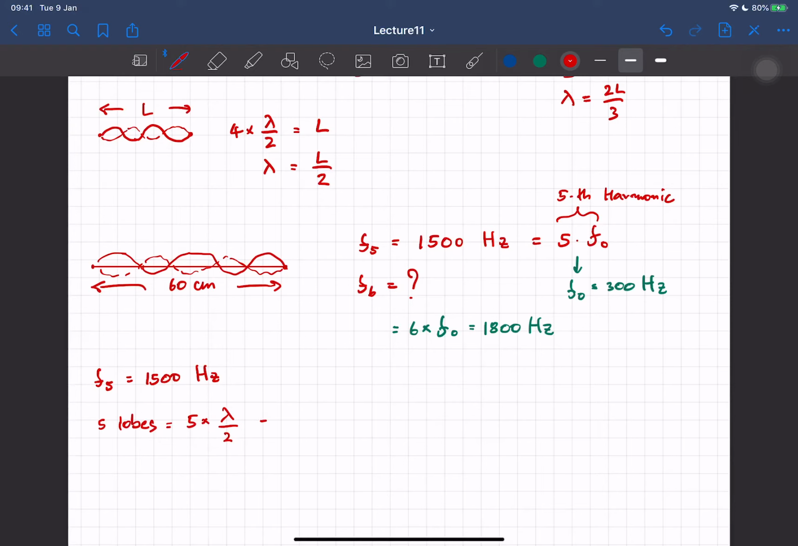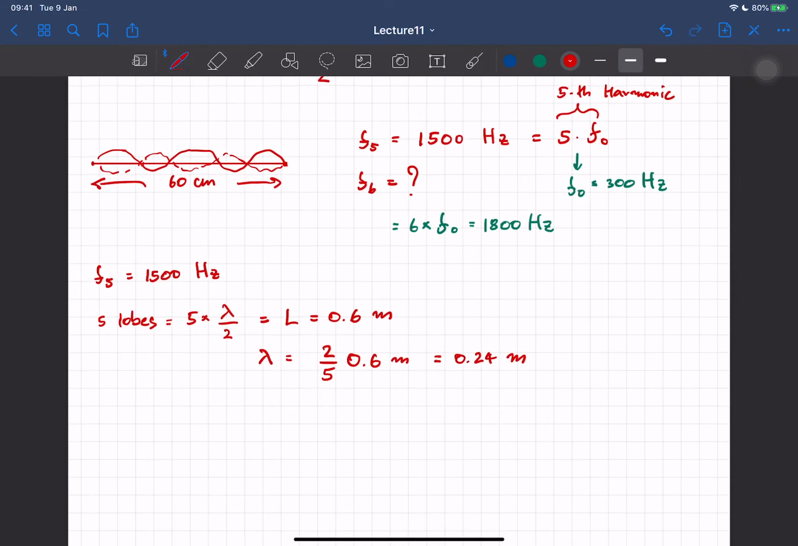So in this case we have 5 lambda over 2 equal to the whole length, which is L, and we know L is 60 centimeters, so that's 0.6 meters. Okay, so lambda is simply 2 over 5 times 0.6 meters, and that's going to be 0.24 meters. That's the wavelength of this particular harmonic, the fifth harmonic.